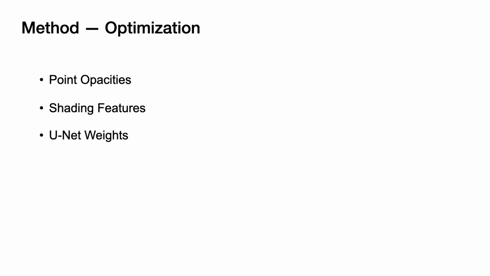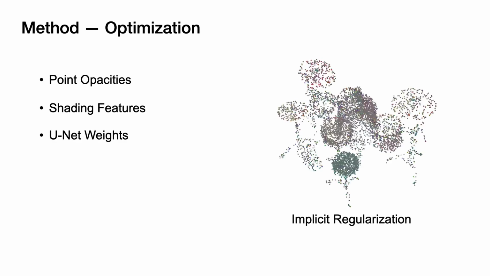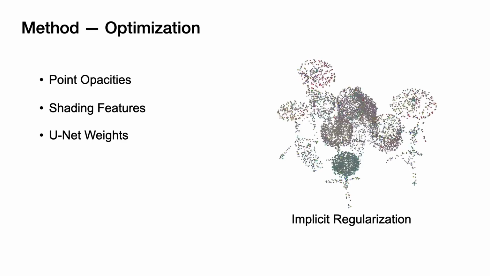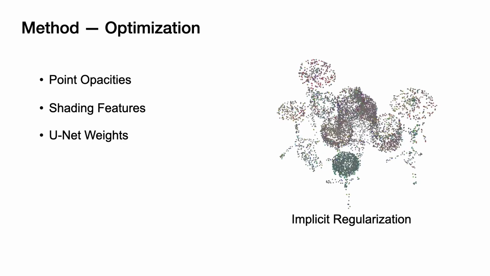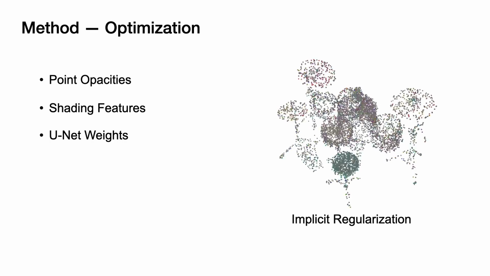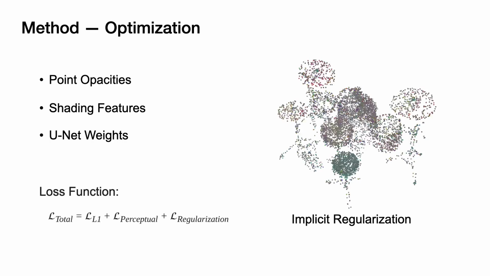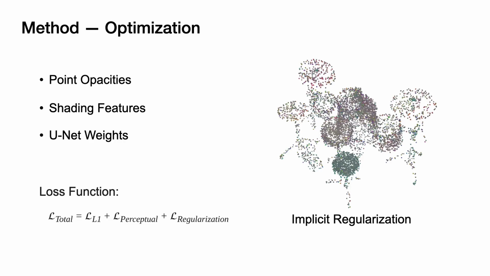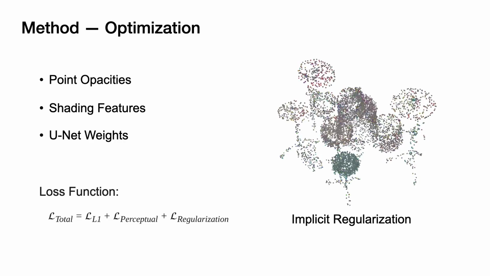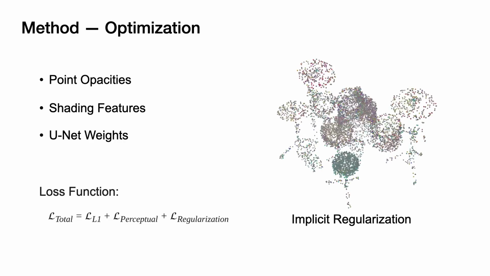When optimizing a model, we render a full image in each iteration and optimize point opacity and shading features as well as UNet weights. We furthermore implicitly regularize our model through random point dropouts and the addition of a small amount of noise to the point positions. For the loss function, we combine an L1 loss, a perceptual loss, and add multiple regularization terms. Please see our paper for details.